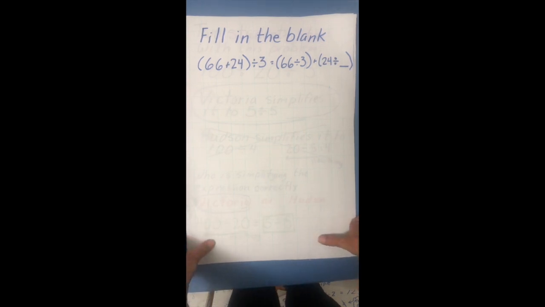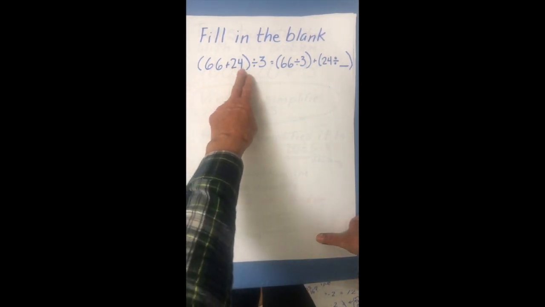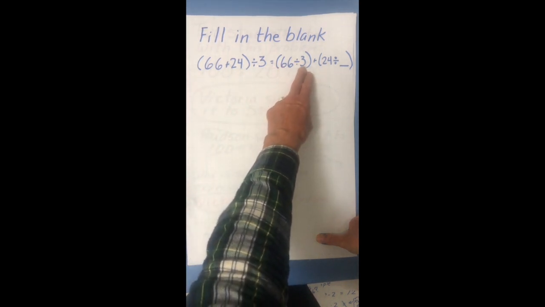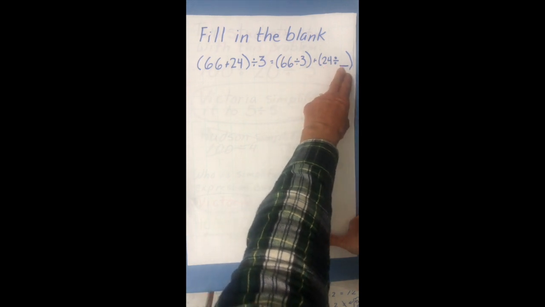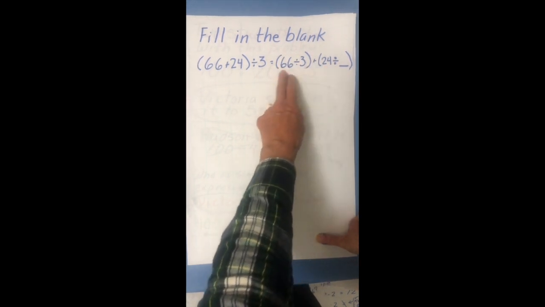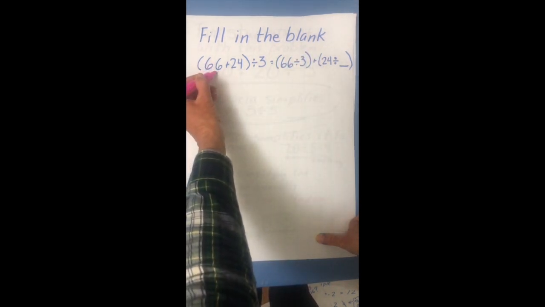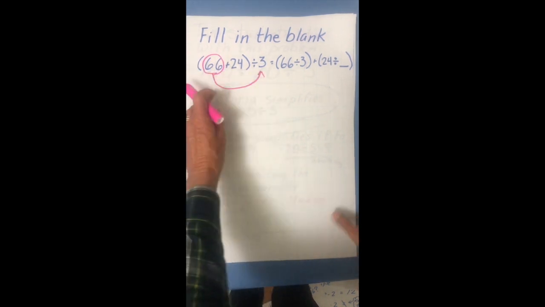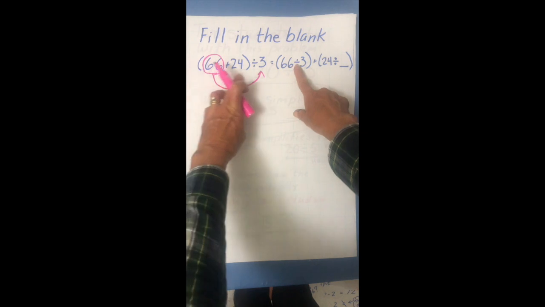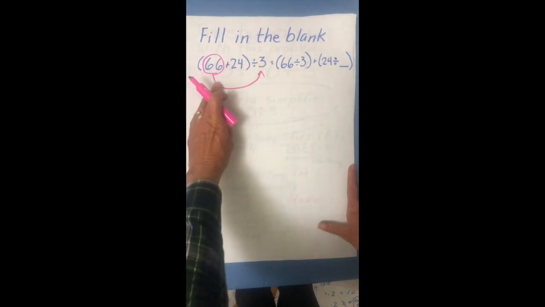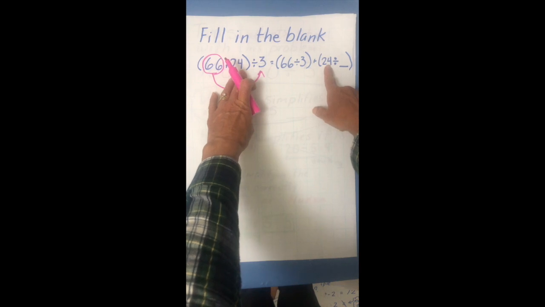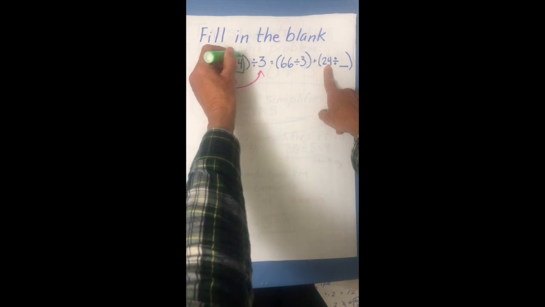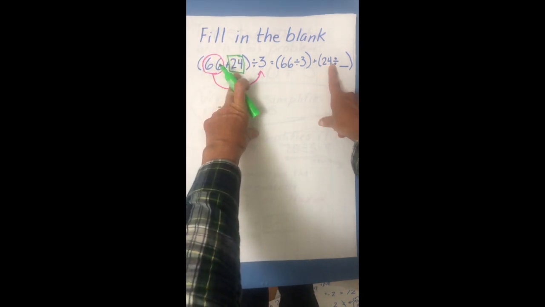Okay. All right. This is the next problem. It's 66 plus 24 divided by 3 is equal to 66 divided by 3 plus 24 divided by, well, 66 divided by 3 looks like they took this 66 and just divided it by 3. See, 66 divided by 3. So that's going to leave us with this 24 here. So let me put maybe a square around that. So now I have a 24. And what am I going to divide it by?